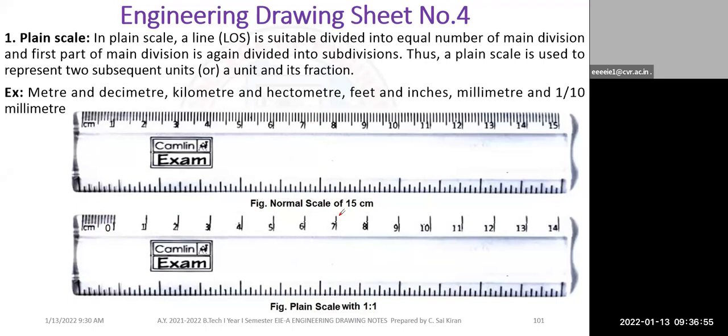If I want to measure 7.4, what I do is I will highlight 7 centimeters from here and 4 centimeters from this side. Then total will become 4 mm plus 7 centimeters. Total becomes 7.4 centimeters.